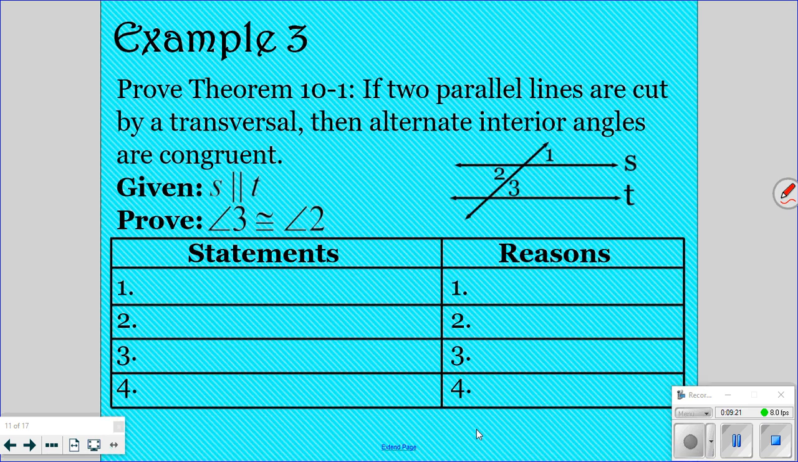So we're going to look at an example, and there are no statements or reasons filled out. We are trying to prove theorem 10.1. If two parallel lines are cut by a transversal, then alternate interior angles are congruent. So the best way to practice these is to just try them by yourself. I'm not going to make you do this one by yourself, but on your homework, the best way to get these right is to just keep practicing them.